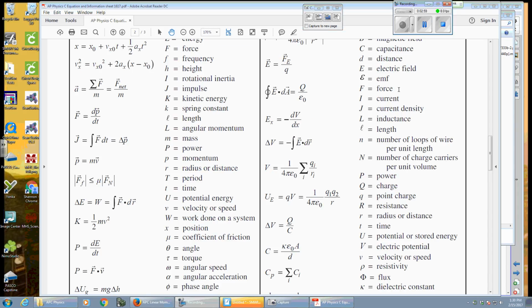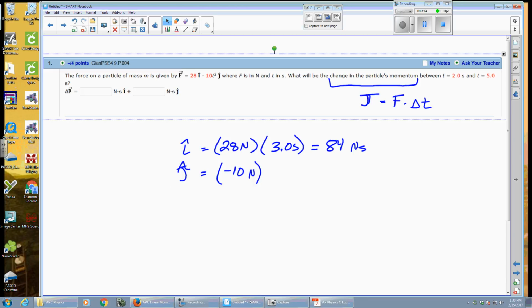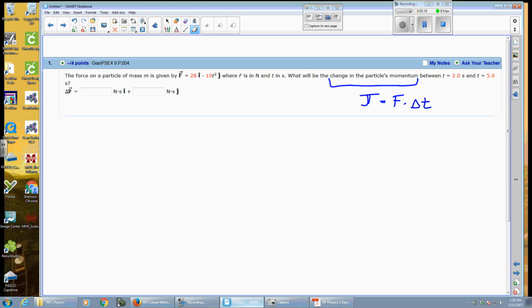Because our force is time dependent, which I missed, the impulse is going to be the integral of the force dt. Same idea, except we don't have a constant force. So we're going to use that the impulse is the integral of force dt, and we're going to integrate that from 2 to 5.